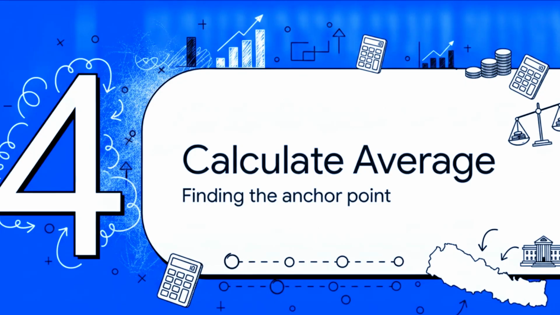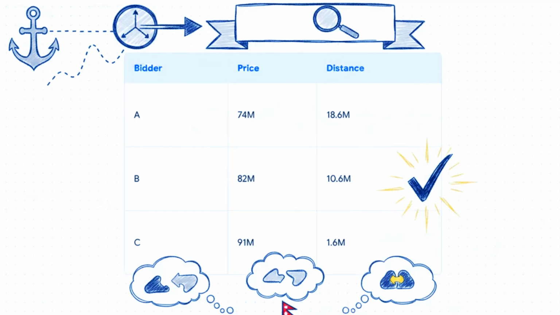Section 4, Calculating the average bid and finding our anchor point. So, how exactly do we determine the anchor point for our entire evaluation? Well, we use only the remaining compliant bids. Let's say we have 3 responsive bids remaining. Their average comes out to 92.60 million rupees.